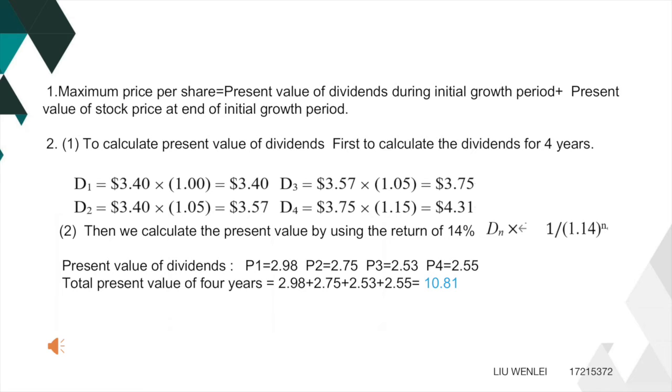equals $4.31. Then we calculate the present value using the return of 14%. Using the method, the present value of the dividends equals Dn multiplied by 1 and divided by 1.14 to the power of n. So we get PV1 equals 2.98, PV2 equals 2.75, PV3 equals 2.53, and PV4 about 2.55. So the total present value of the 4 years, we add them together and get 10.81.